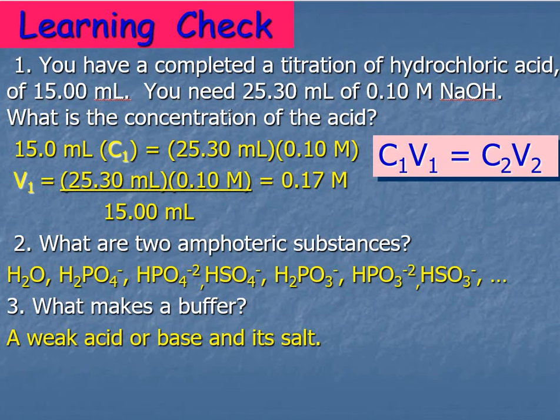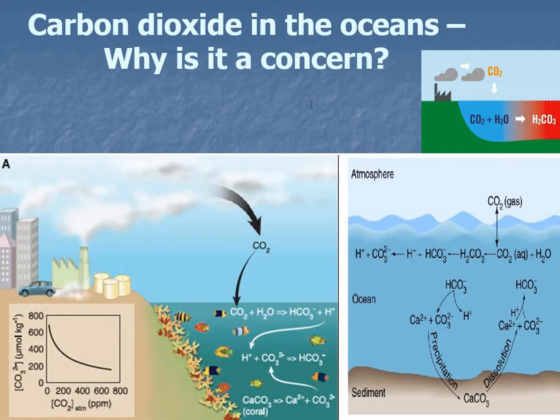So here's a learning check. You can sort of see what's going on here. You completed a titration. Give me 2 amphoteric substances. What makes a buffer? So it sort of goes, and we go back through everything like that. Okay, next one. Carbon dioxide's in the ocean. Why is it a concern? Because it can cause acidic things to happen in the ocean, things to kill if the buffer is overloaded.